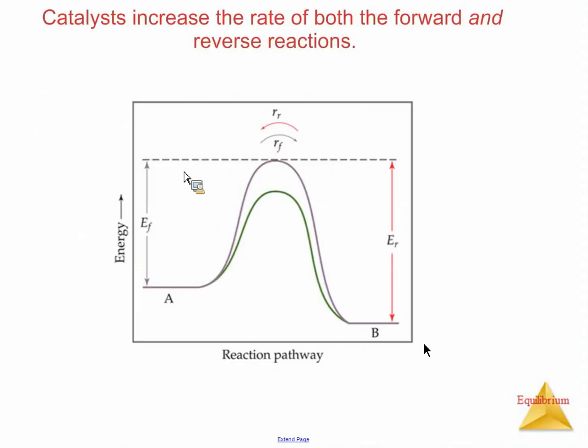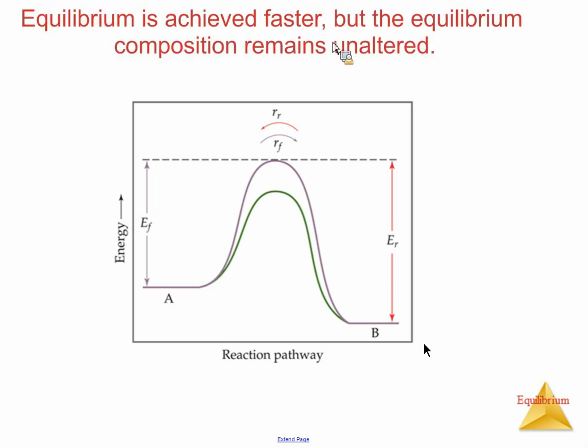All right, last little nugget of information here. We're talking about a catalyst and its effect on the equilibrium. A catalyst increases the rate of both the forward and reverse reactions. So if both are affected, how do you think this affects equilibrium? Faster. All right, it gets there faster, but what about the math? It's still a ratio, so it's exactly the same. Good answer. Equilibrium is achieved faster, but the equilibrium composition remains unaltered.